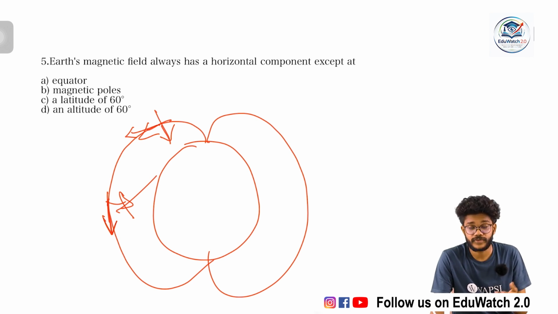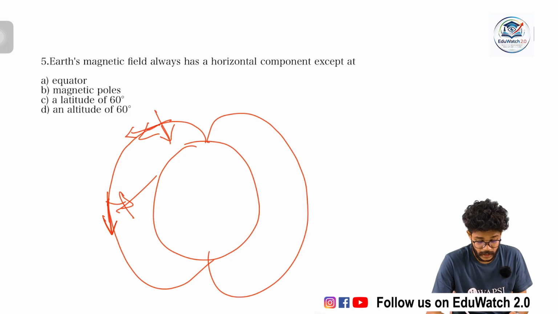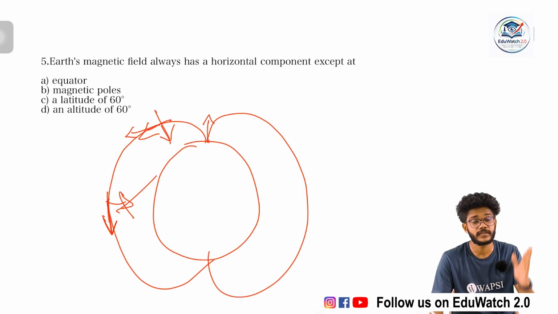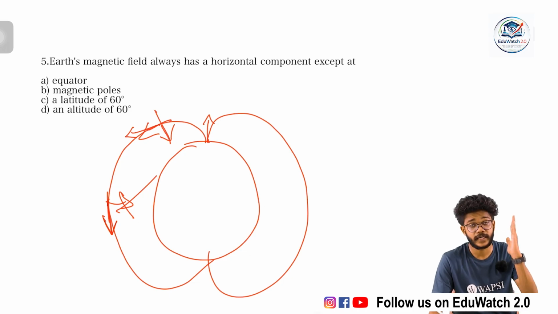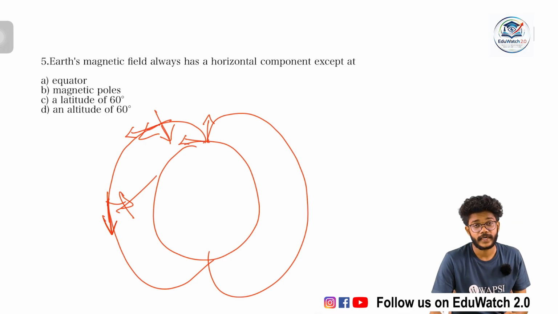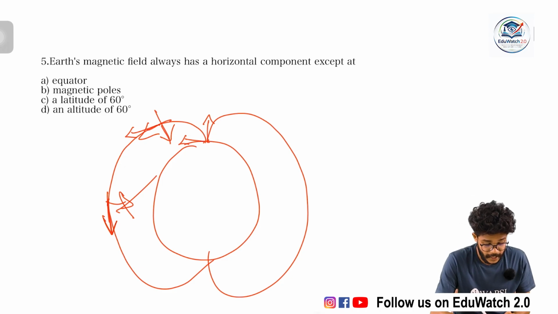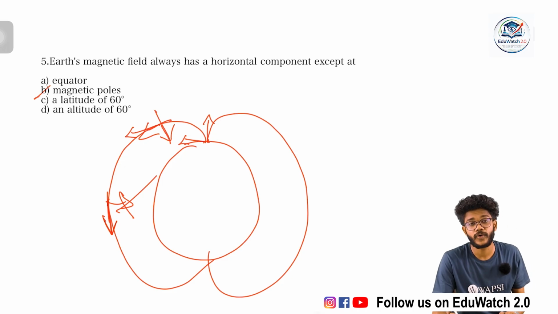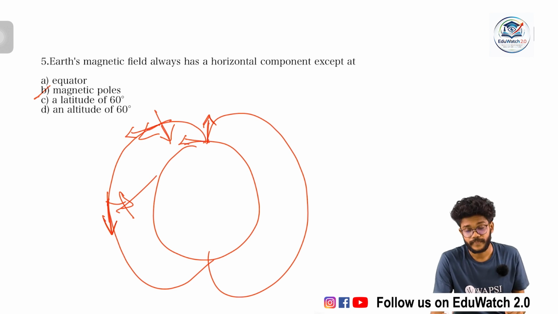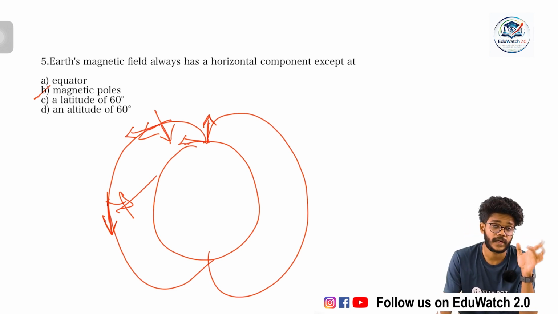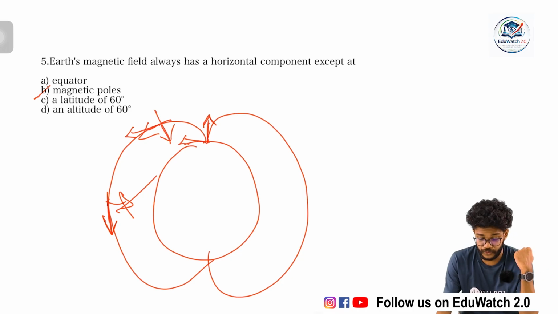where does the horizontal component become 0? See, in here the magnetic field is directed horizontally. There it is directed vertically, and there is no horizontal direction. So at the magnetic poles there is no horizontal component, only a vertical component. But at the equator there is only a horizontal component, there is no vertical component. So in this question option B is the correct answer. Okay, so we can move to the next question.